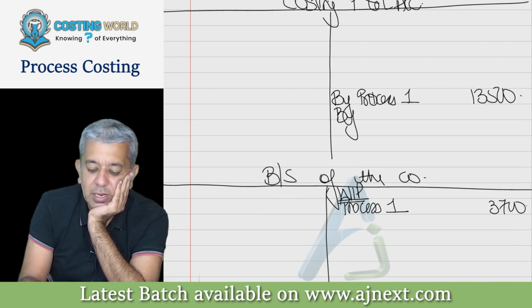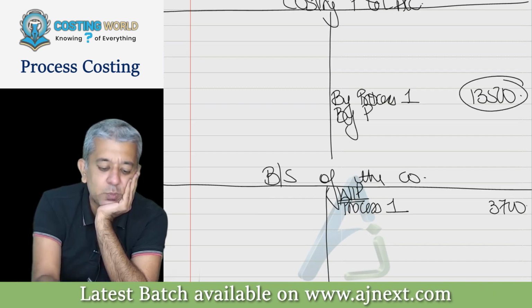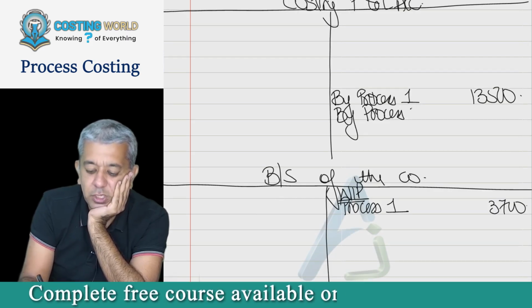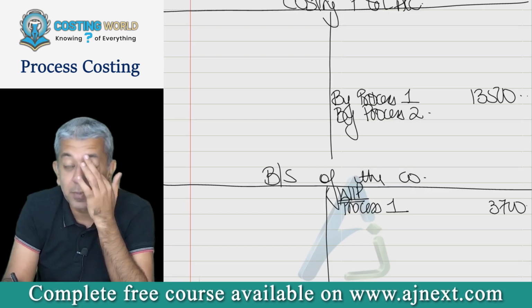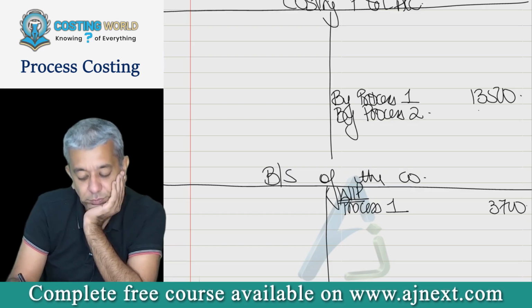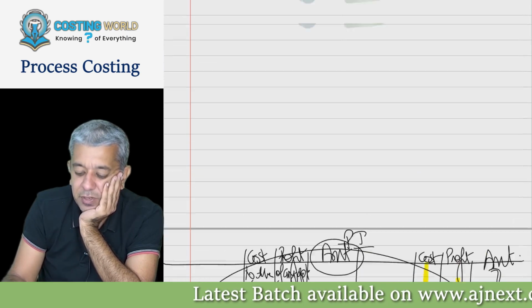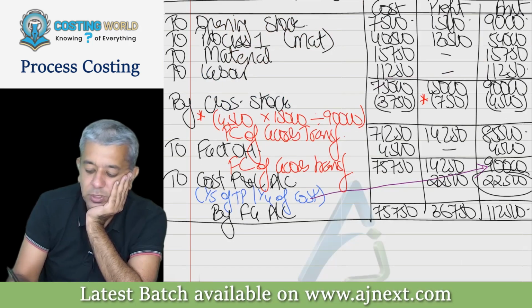When P1 transferred the goods to P2, it earned this much profit. Tell me, just now we wrote that. When P2 transferred the goods to finished goods department, how much profit did it earn? 22,500. That is this particular figure that you all calculated right now. So therefore, this is a profit.